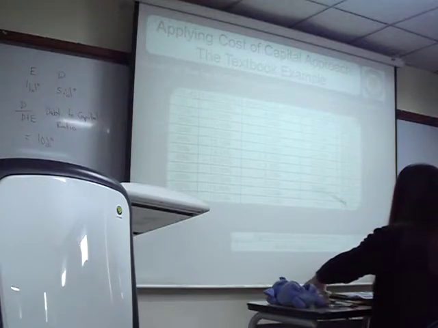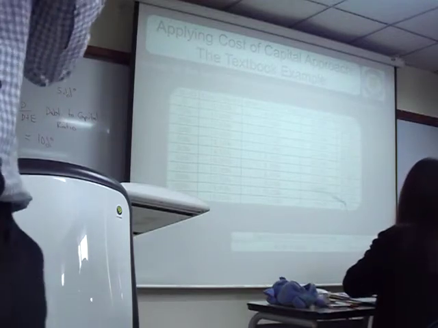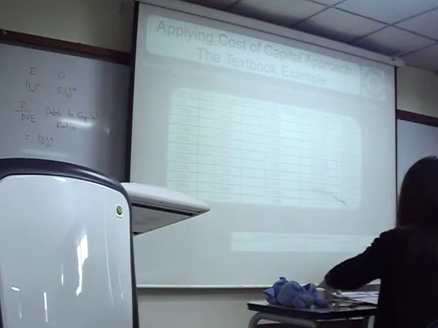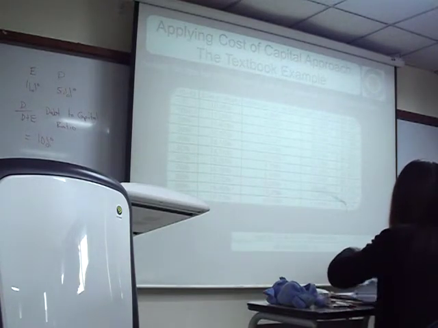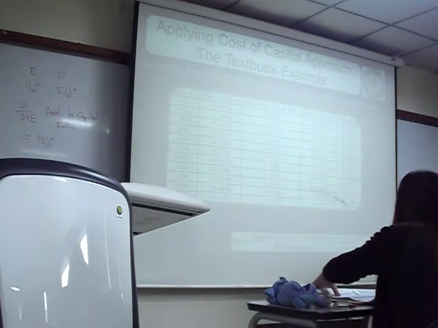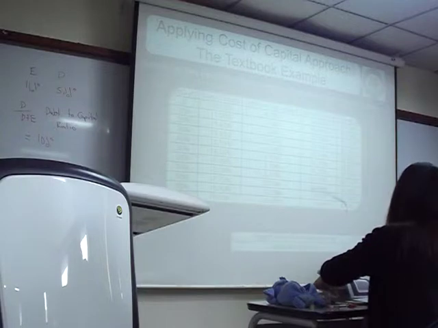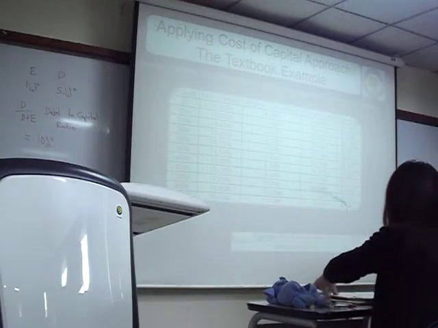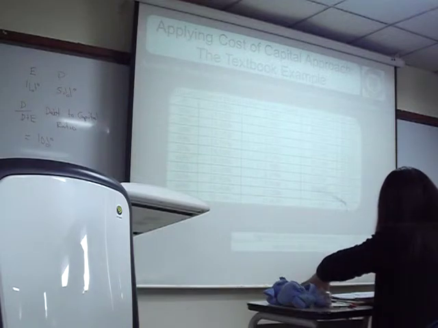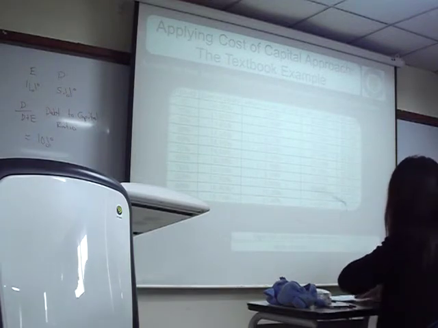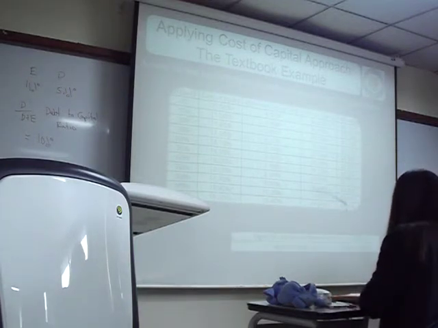We need to find the weighted average. We have 5.1% as the cost of debt. Cost of equity is 11%, cost of debt is 5.1%. Amount of debt 10%, amount of equity 90%. It's just a simple weighted average calculation. I have 10% on one number, I have 90% on the other number.